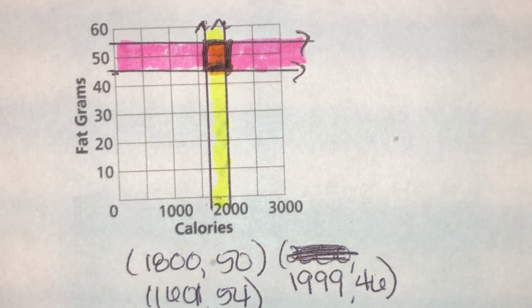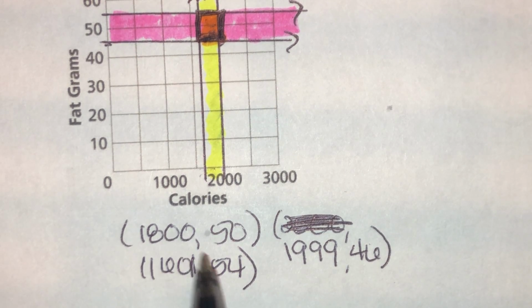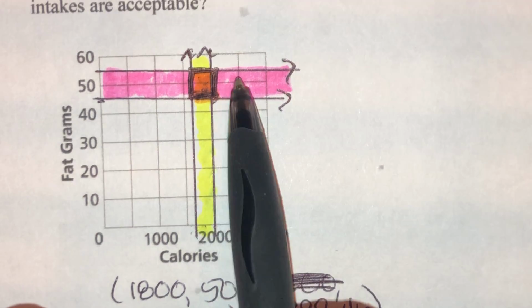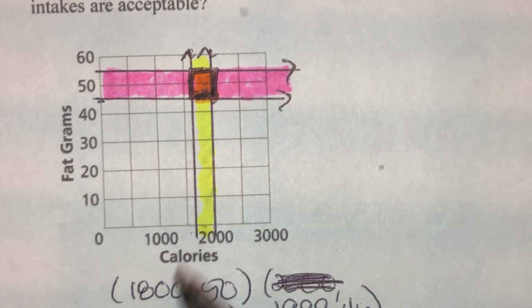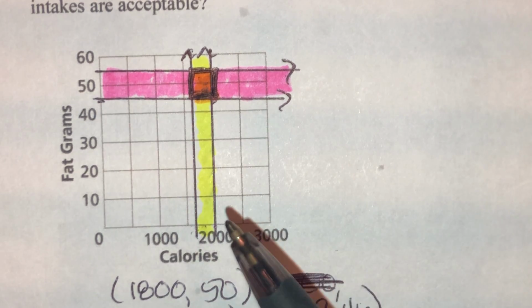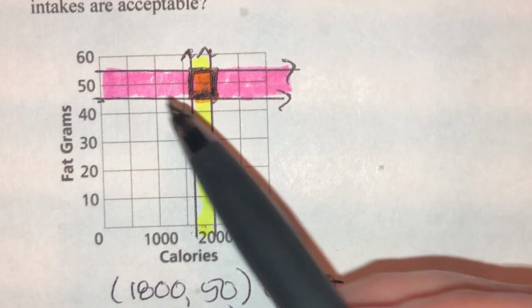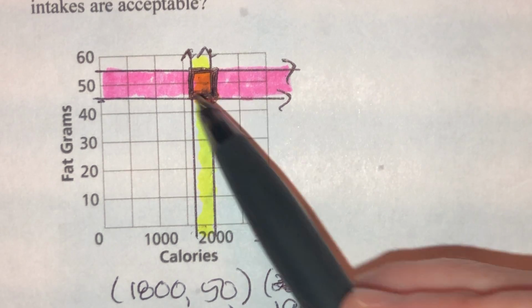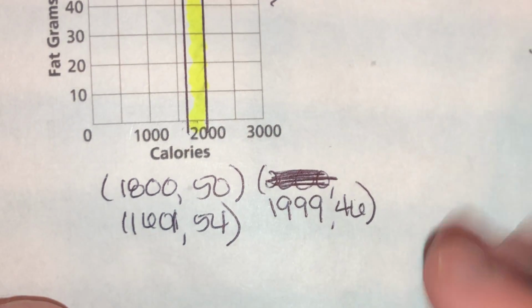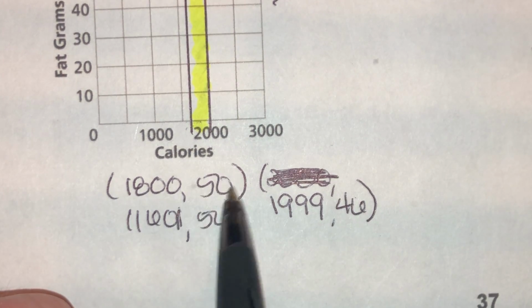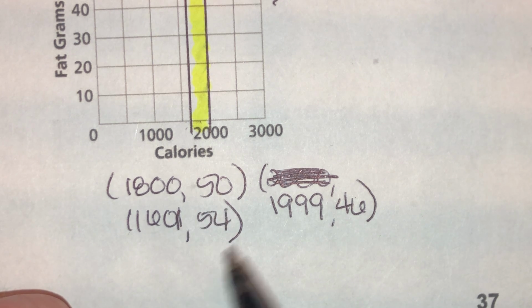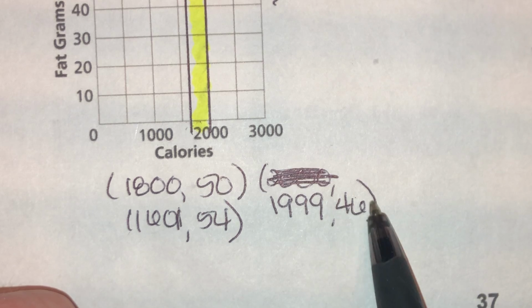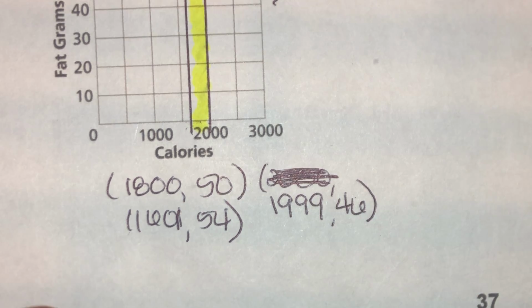We had to come up with 3 possible solutions. So all 3 of these ordered pairs lie in this little section right here where the pink and the yellow overlap. The yellow is how many calories he should have per day. The pink is how many grams of fat he should have per day. So if he's meeting both of those where they overlap, these are all of his options, and these are 3 of them: 1,800 calories, 50 grams of fat, 1,601 calories, 54 grams of fat, or 1,999 calories, 46 grams of fat. Any of that works, okay?